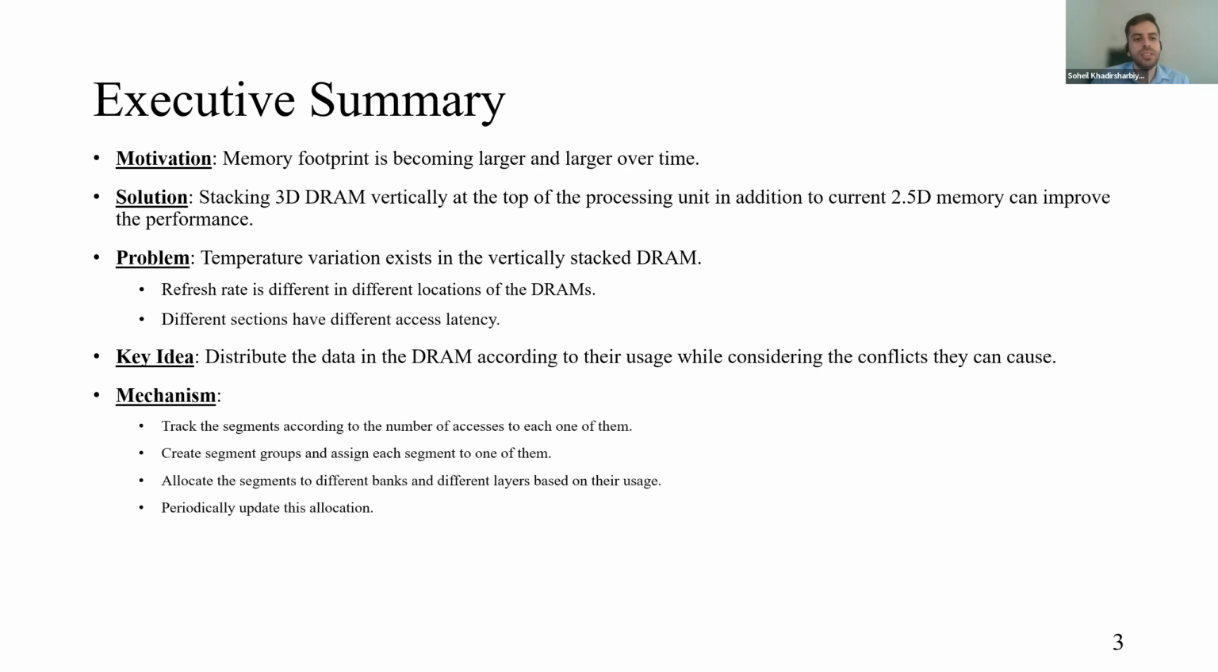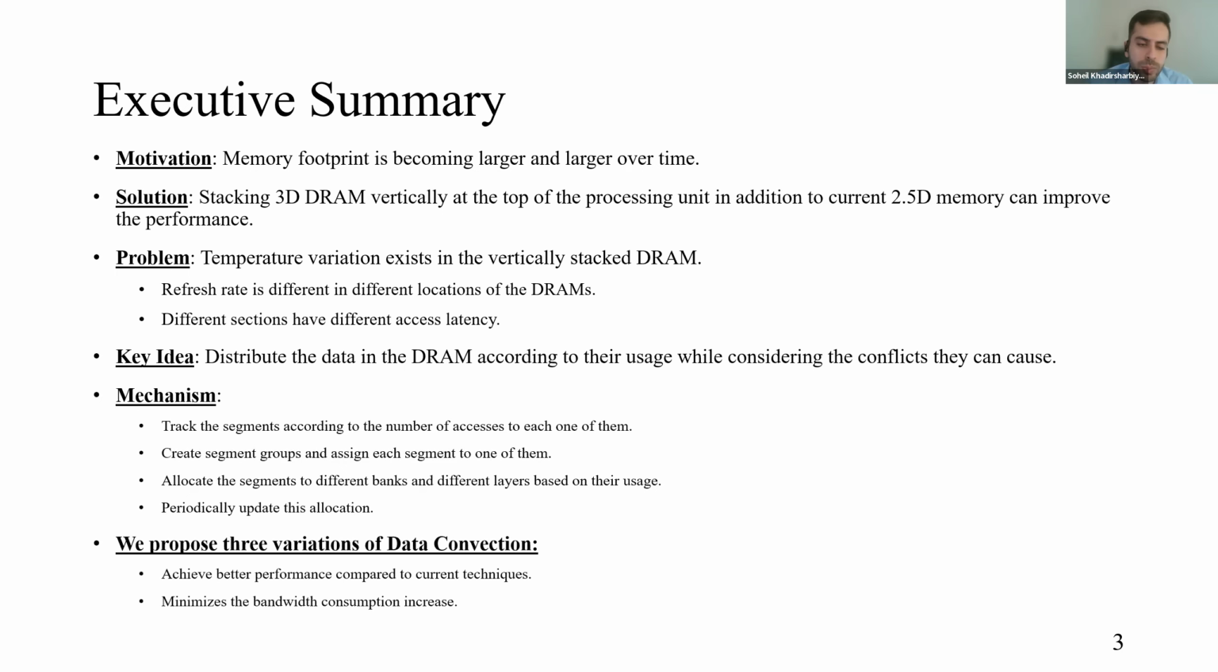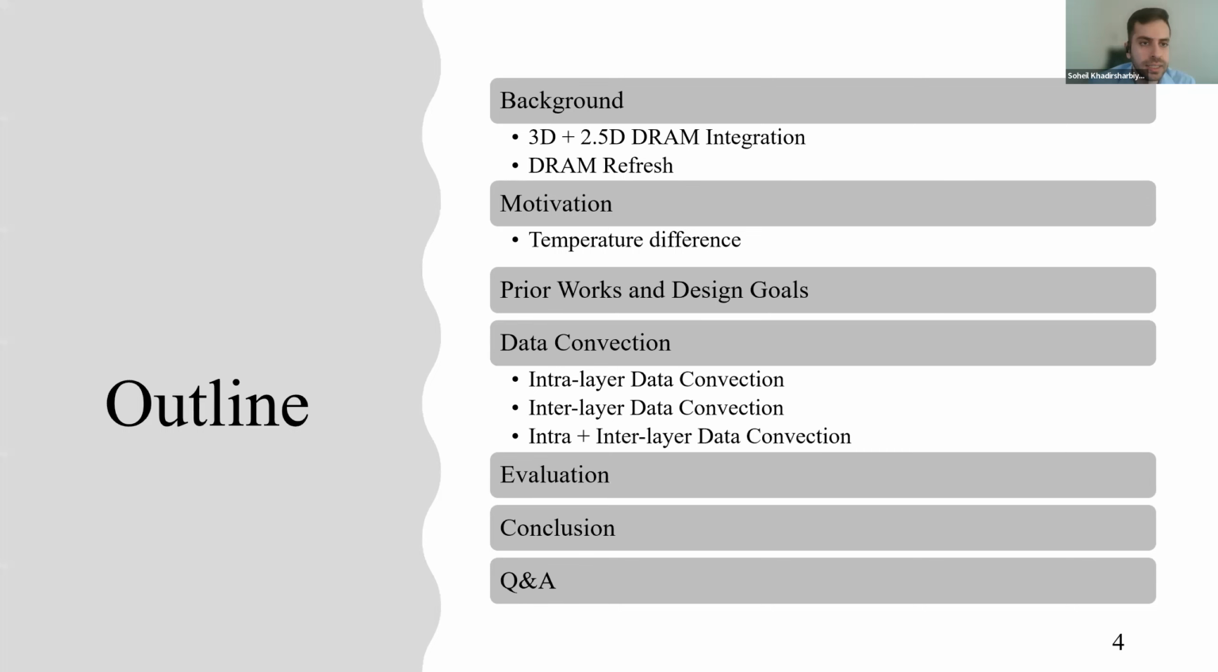The mechanism that we use here is that we are sorting the segments based on their rank. And we are allocating the segments to different banks based on the temperature of the GPU and DRAMs, and also based on the number of conflicts. And we periodically update this allocation. We propose three variations of Data Convection to achieve better performance, and at the same time, we don't want to increase the bandwidth consumption significantly.